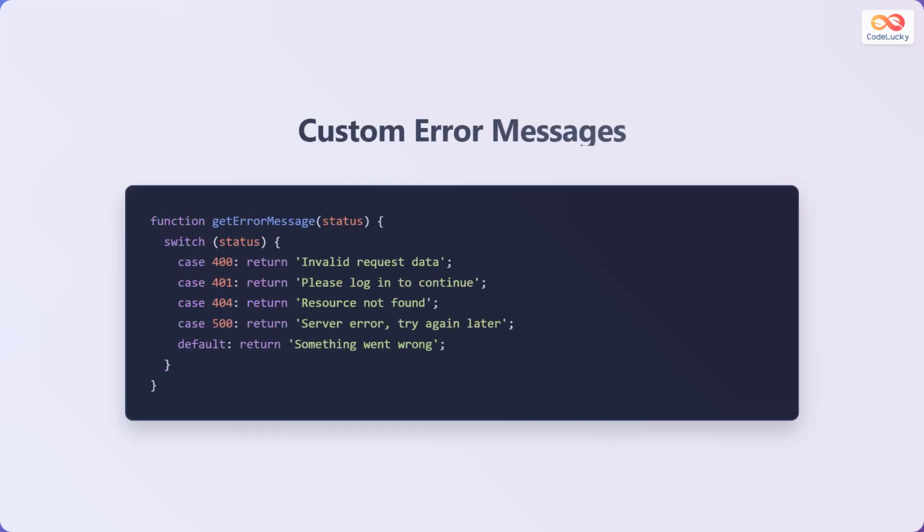Let's create a function to generate custom error messages based on the HTTP status code. This function getErrorMessage takes status as an argument. Using a switch statement, we check the status code. If it's 400, we return invalid request data. If it's 401, we return please log in to continue. If it's 404, we return resource not found. If it's 500, we return server error, try again later. For any other status code, we return something went wrong.